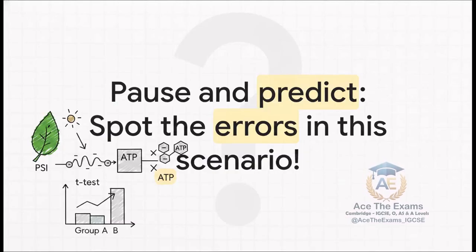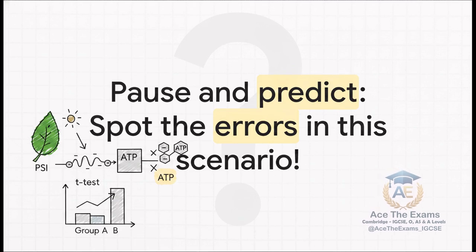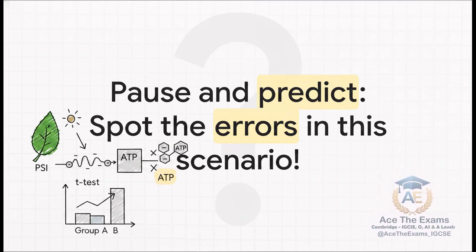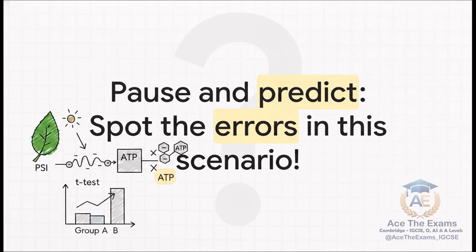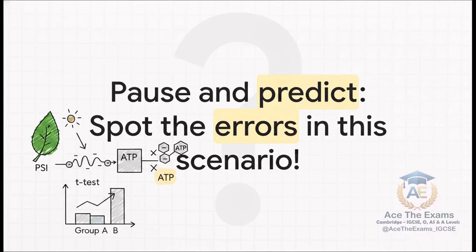All right, let's actively escalate the stakes here and put your skills to the test with a quick scenario. Imagine reading this. Electrons from PSI enter the chain to make ATP. The t-test confirms ATP increases. I want you to pause and predict right now. Spot the errors. Think about our framework. Think about those examiner warnings.